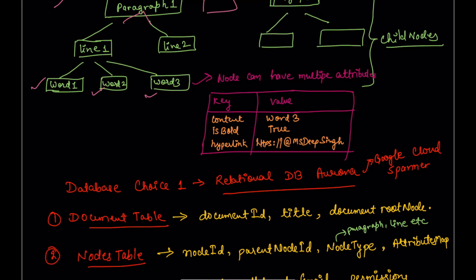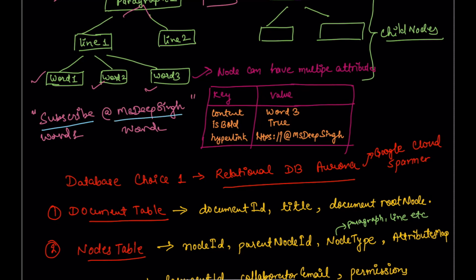Definitely, when you actually store the data, let's say this is your data, "subscribe MsDeep Singh". Okay, so you have entered this text. This is, let's say, word 1, and this is word 2. When you use this kind of terminology, or you are storing this document in your Word document or Google Doc, this is just a word, but this "MsDeep Singh" contains a link in between.